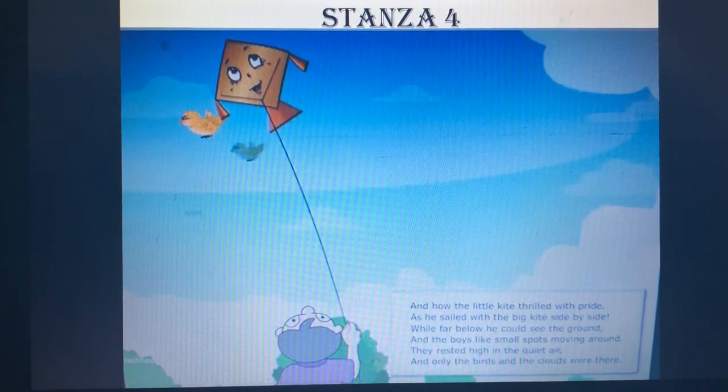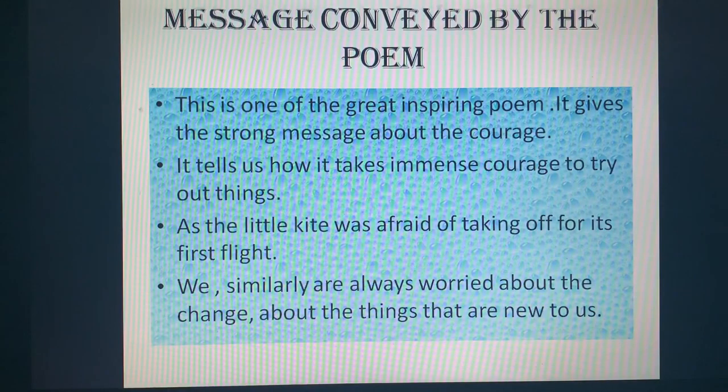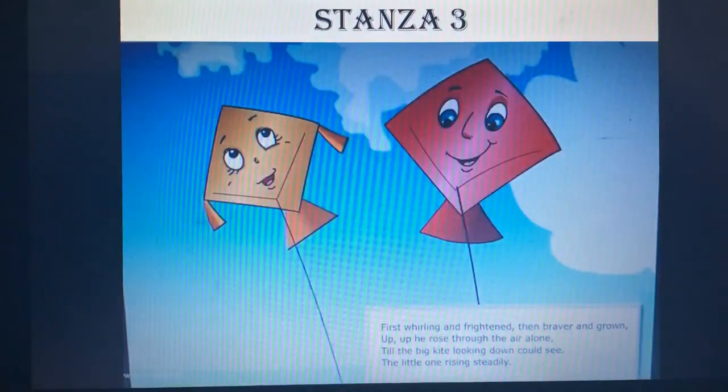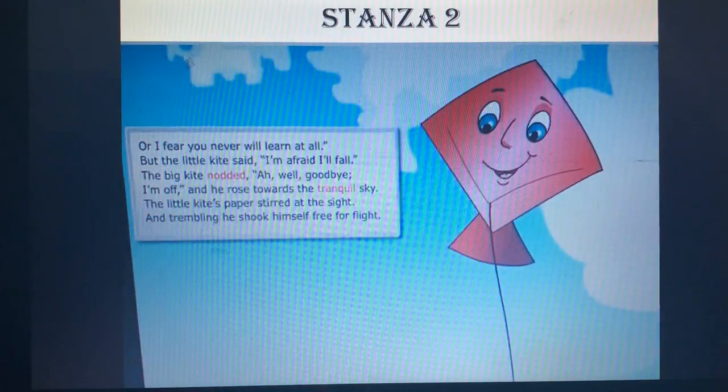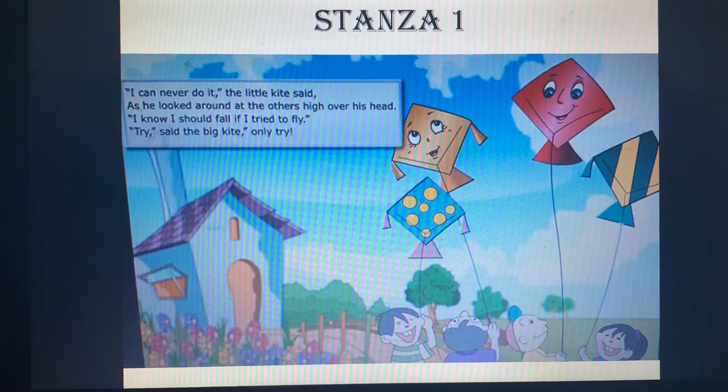Fine, so there were birds and beautiful clouds, right? So I hope there were only four stanzas in the poem. I hope you all have understood it. So what do you have to do now? You have to repeat this poem after me in a beautiful manner. See, by repeating the poem, you will get to know the right pronunciation of the words.